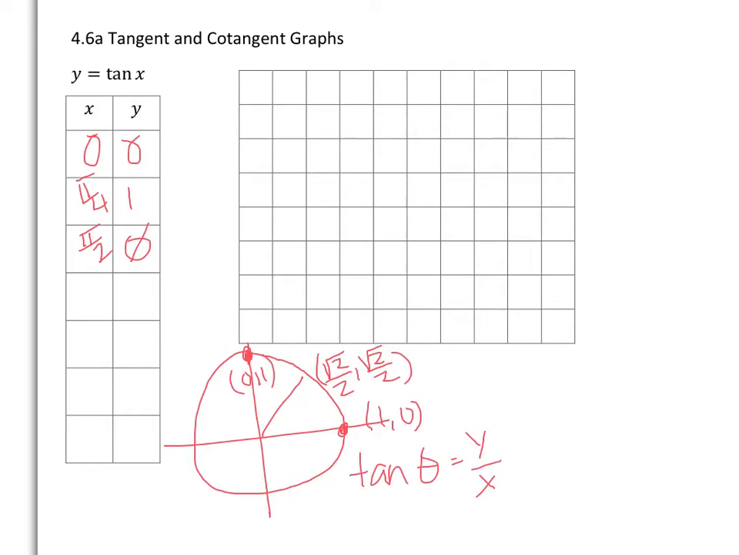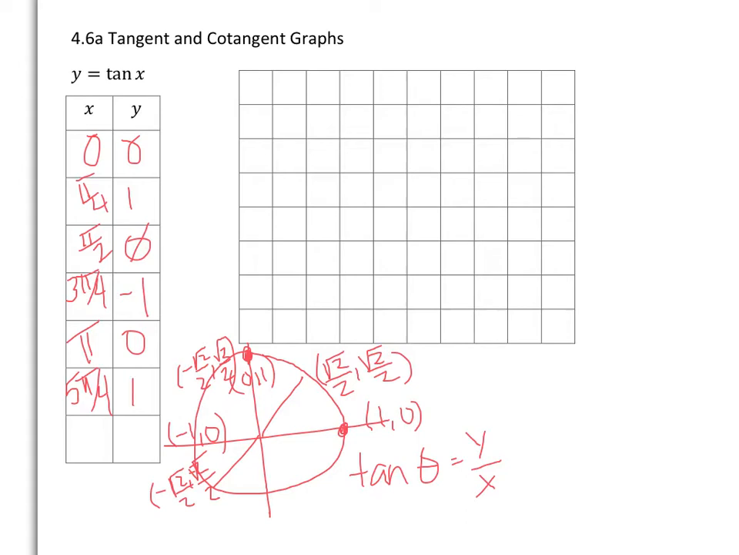Then let's go to 3 pi over 4. That's going to be negative radical 2 over 2, comma, radical 2 over 2. Y divided by x, it's going to be negative 1. And if I make it all the way around to pi, I'm going to have (negative 1, 0). Y divided by x is going to be 0. 5 pi over 4. Now I've got negative radical 2 over 2 and negative radical 2 over 2. So divide those and get a positive 1.